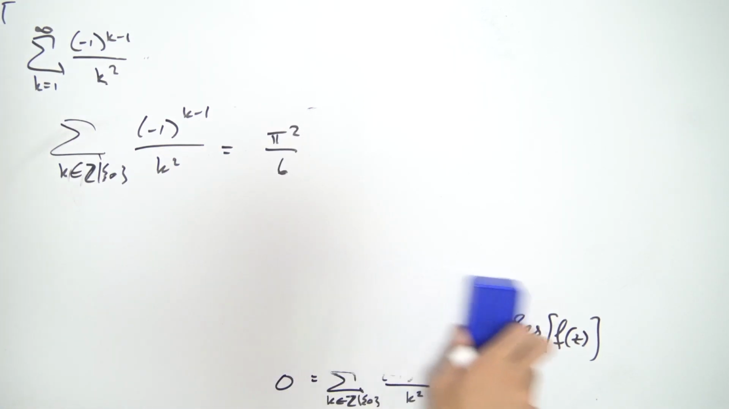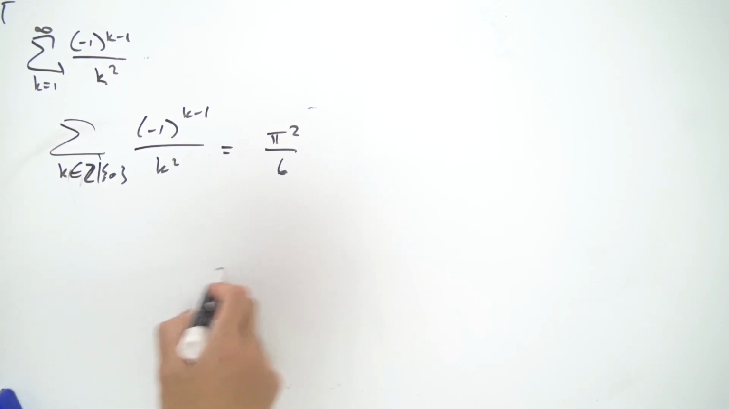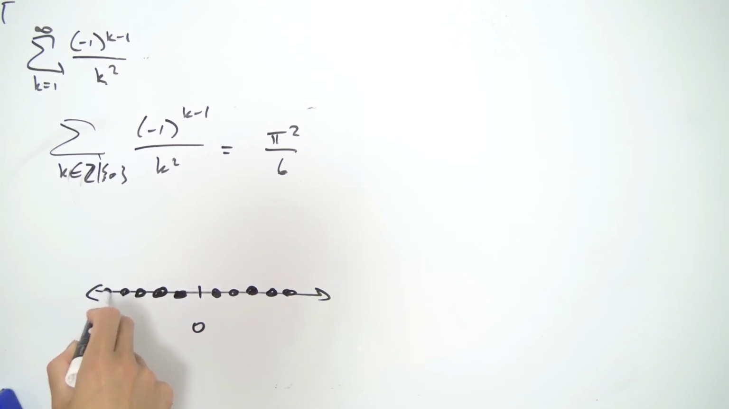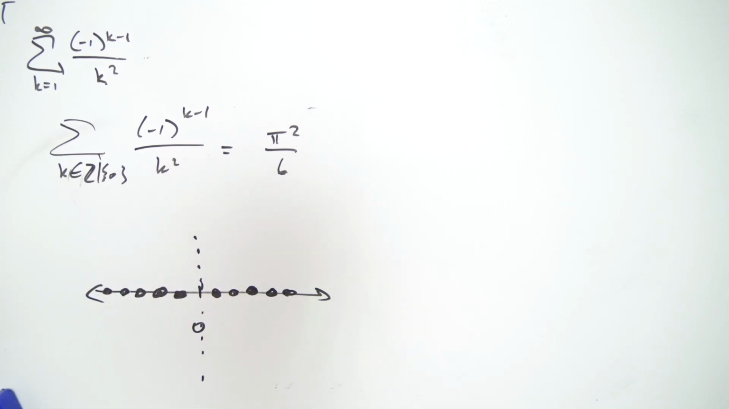Okay, and I want you to notice one cool thing. If you take a look at the set of the integers excluding 0, let's say on a real number line, then let's say this is 0, then you're hitting all these points here. So 1, 2, 3, 4, 5, and it's minus 1, minus 2, minus 3, minus 4, minus 5, and so on. And notice one cool thing. This is symmetric across 0, and so is this function inside of the sum. It's actually an even function.